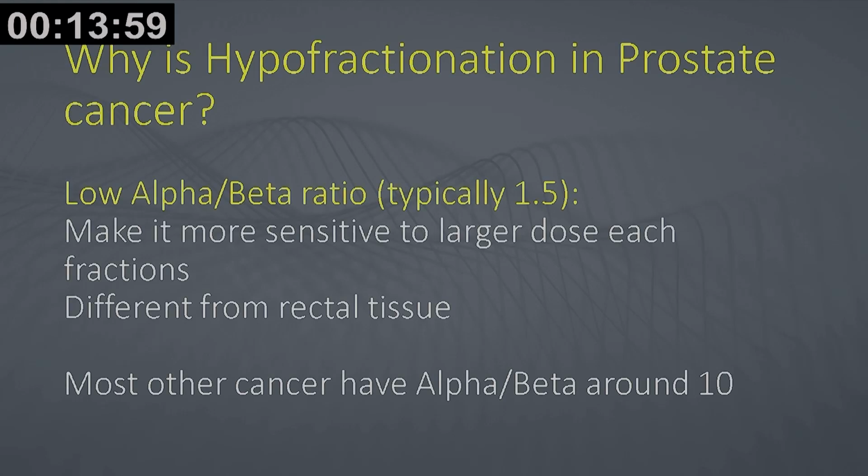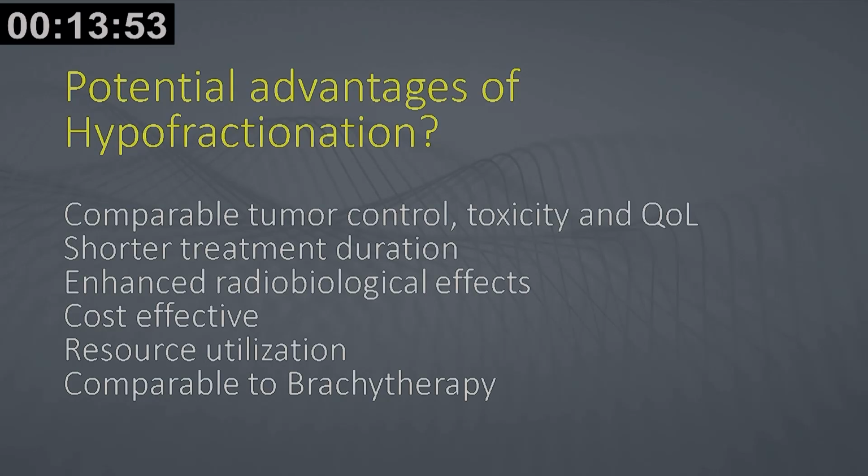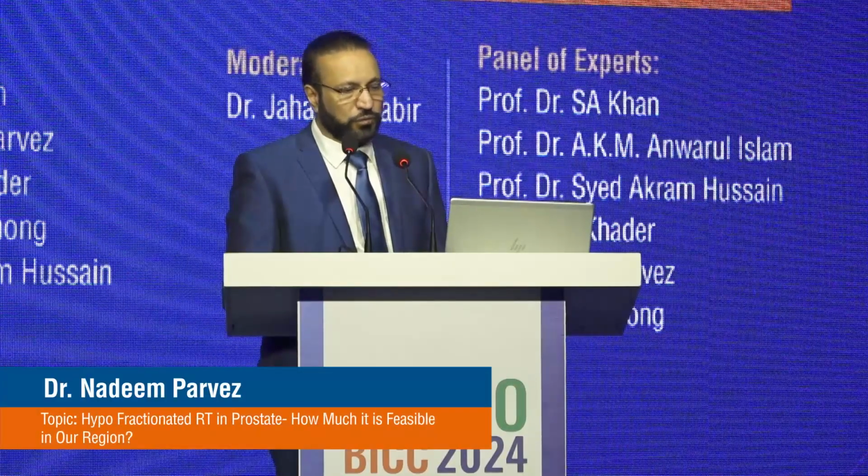I mentioned the alpha beta ratio already, so I will skip this slide and come to the advantages of hypofractionation. It has comparable tumor control, and also comparable side effects, even though not fully, but very close, and quality of life. Different published studies show that outcomes are very similar to the standard dose per fraction. It is a shorter duration of treatment, which itself gives a lot of advantages to the system and to the patient. We expect that the radiobiological effect will be enhanced. For example, nowadays we are talking about the abscopal effect of larger dose per fraction, so those advantages will be there.